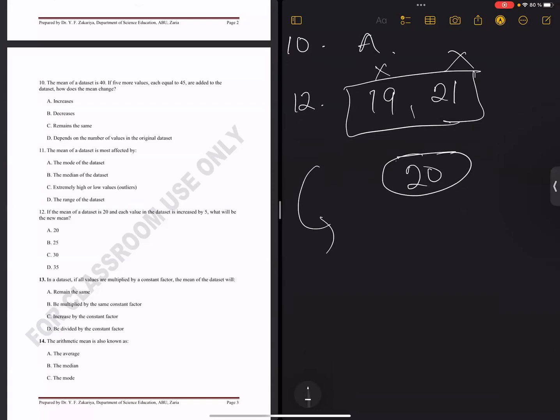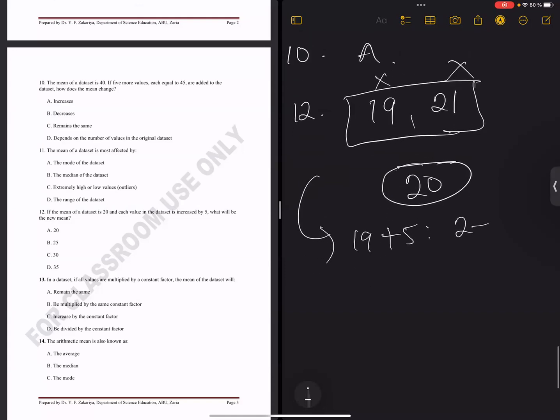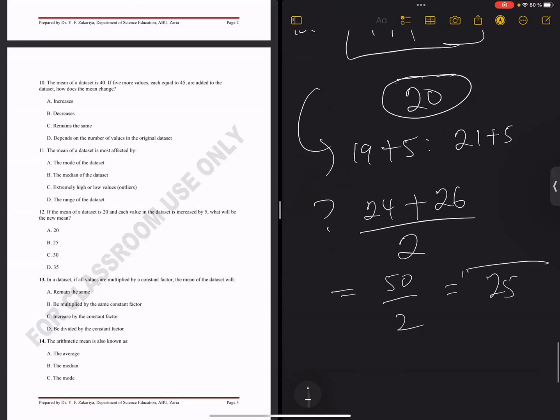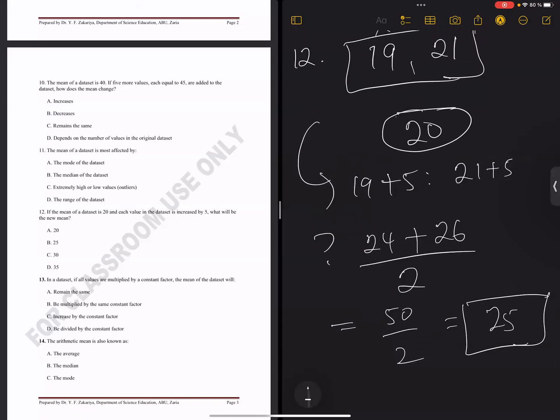So if you now add 5 to this, what is the new mean? 19 plus 5 is 24, 21 plus 5 is 26. So what is the new mean? 24 plus 26 divided by 2. What do you get? 50 divided by 2. So what do you have? 25. This is where the explanation to your answer comes from. It's not from just adding 5 to the mean.